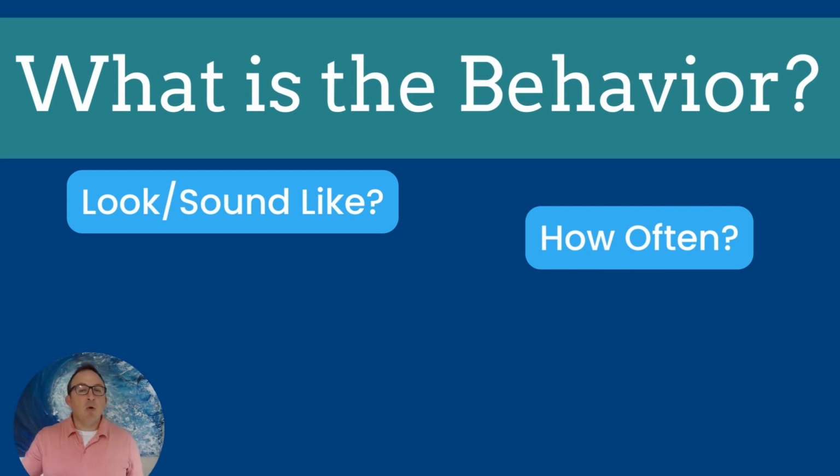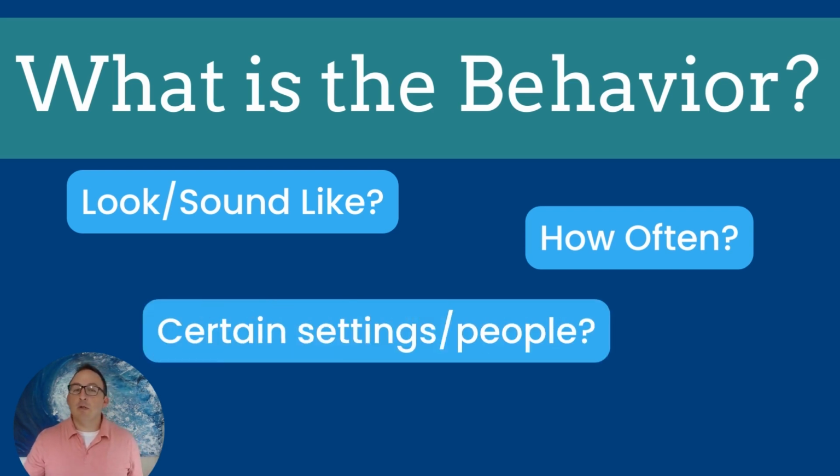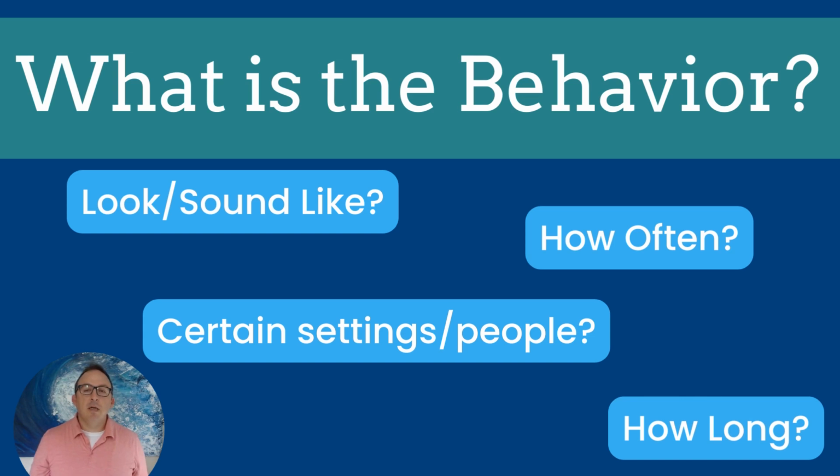Or maybe it's behavior that happens once a week, or only in certain classes or with a certain teacher or peer. We also want to think, how long does the behavior last? Is this something that happens over a few seconds, minutes, maybe the entire class period? You may not be able to answer these questions immediately. Observation and reflection could be needed to develop a full answer.